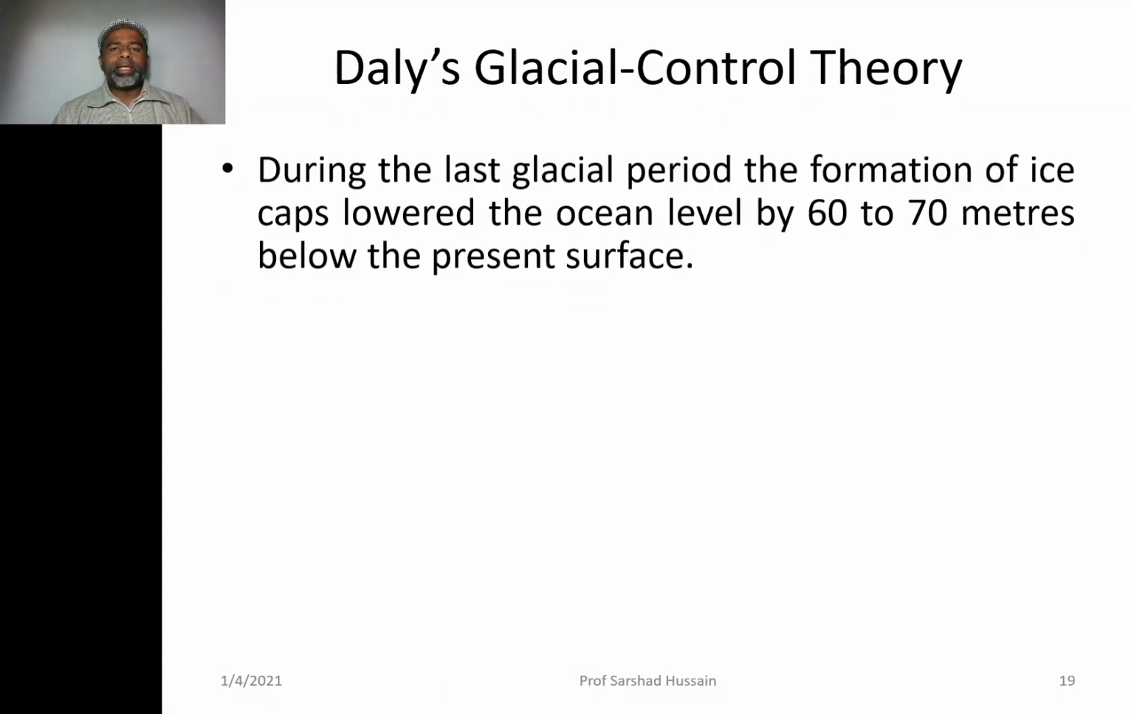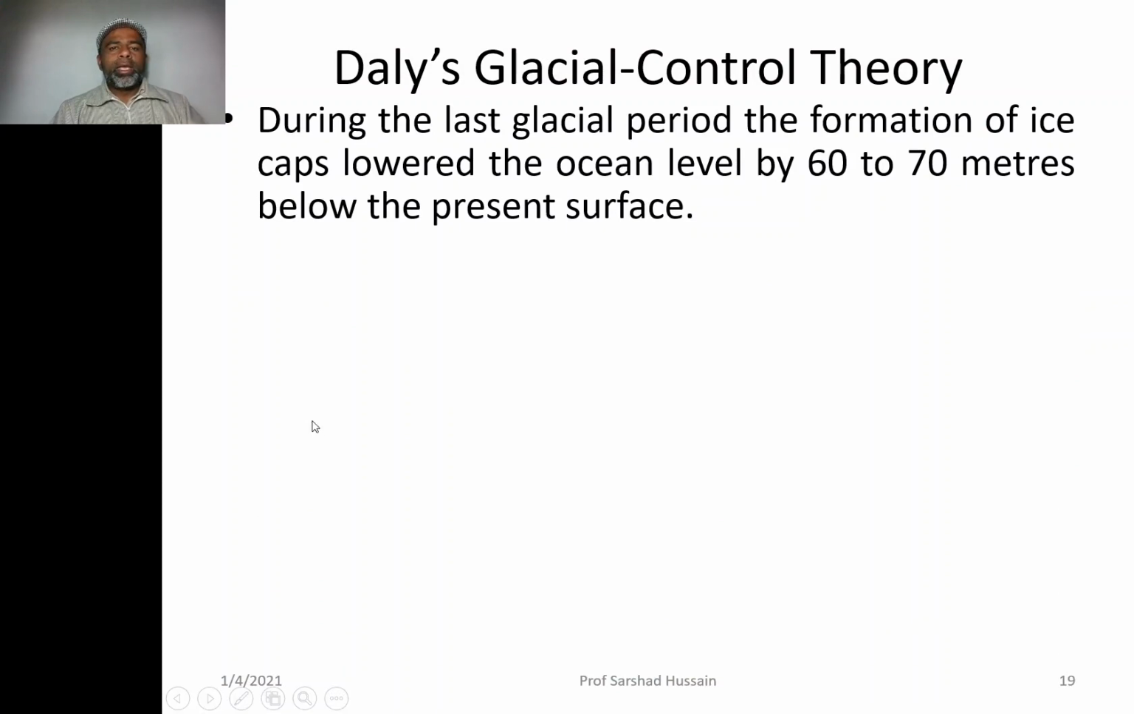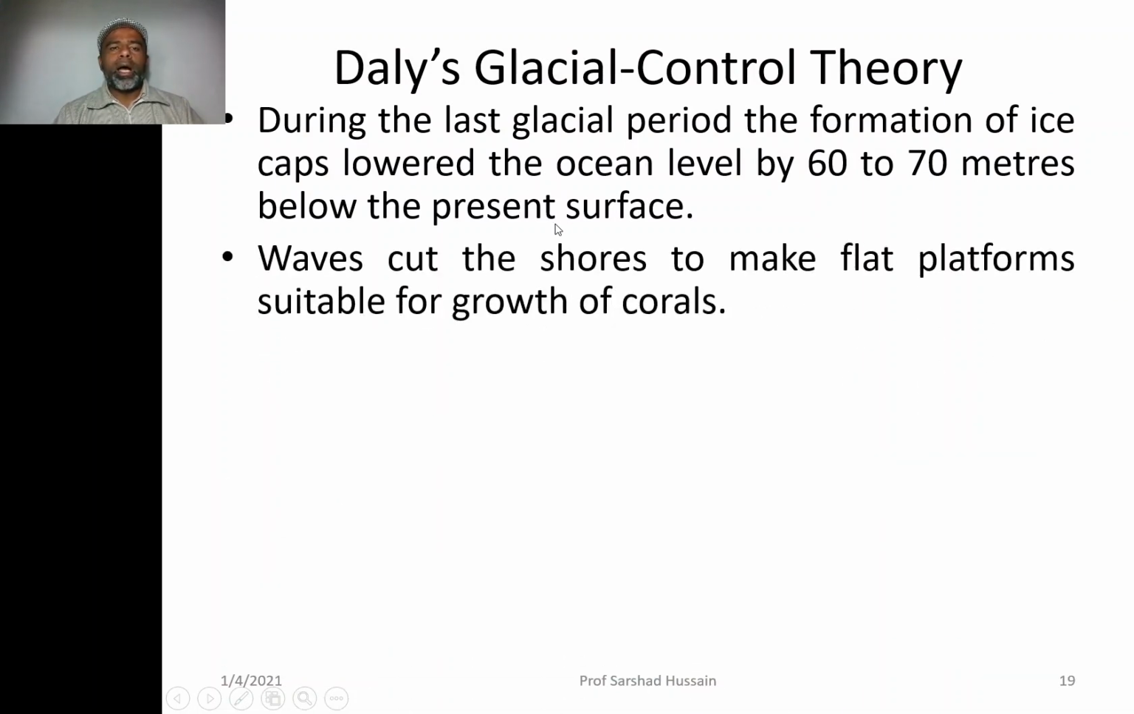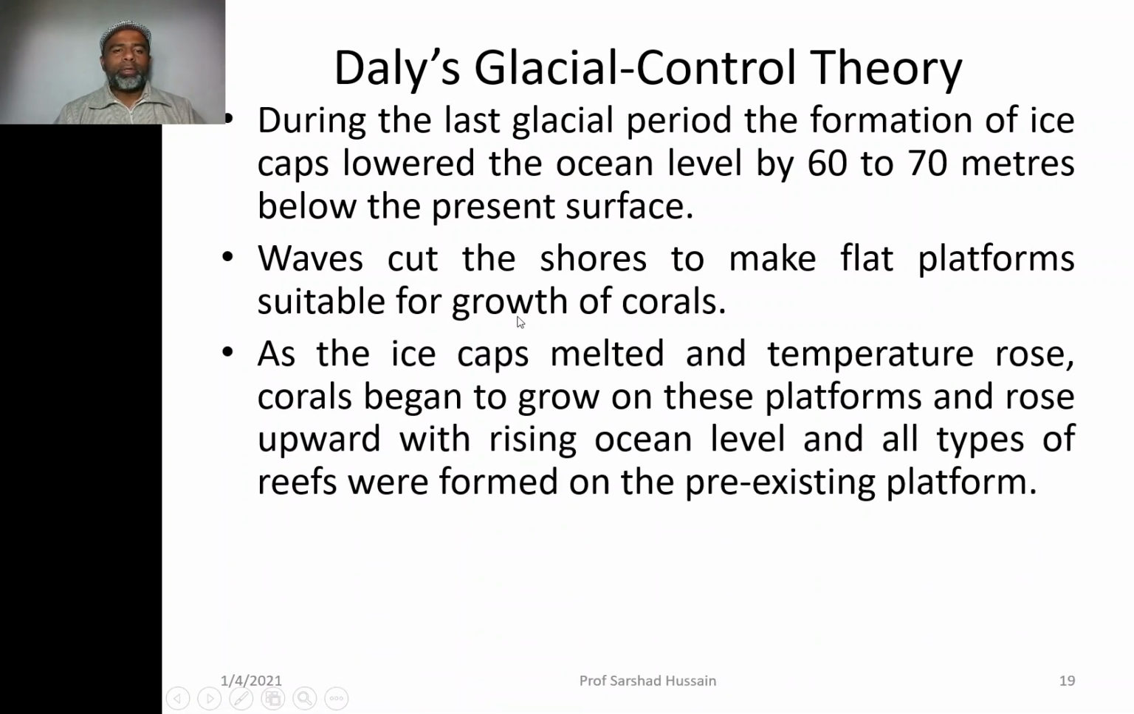Now, Daly's glacial control theory explains that during the last glacial period, most of the water of the oceans was present in the form of ice caps on the mountains. As a result, the level of the sea went down. And when it had gone down enough, the surface which was exposed earlier, on that surface corals started their deposition and growing over the years.